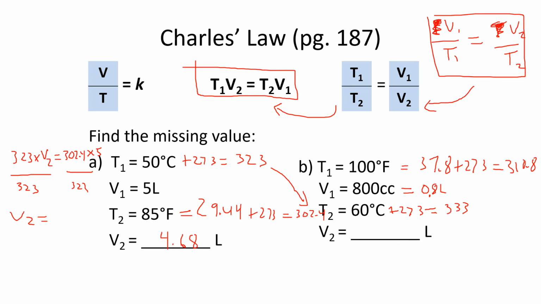So Kelvin, liters. Now let's plug and chug. T1, 310.8. V2 is what we're looking for, equals T2, 333 times V1, which is 0.8. Divide both sides by 310.8.